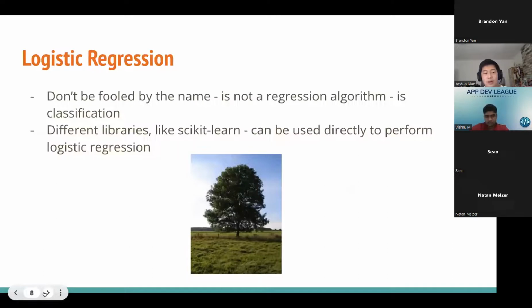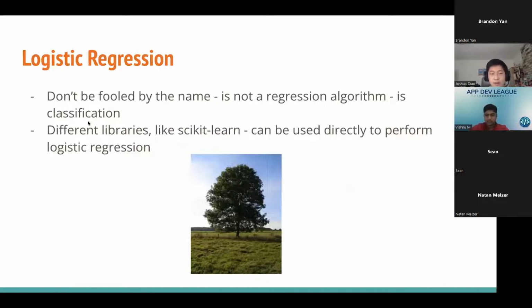All right, so let's talk about logistic regression. As I said before, this is a classification problem. This is actually not regression. Same example: if you are given this picture, is this a tree or is this not a tree? This is basically binary classification. We want to see if it is a tree or not a tree. And don't get fooled by the name. It's not a regression algorithm.